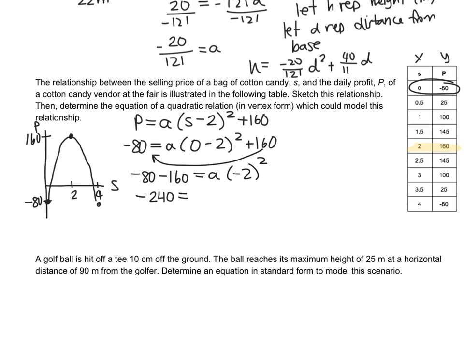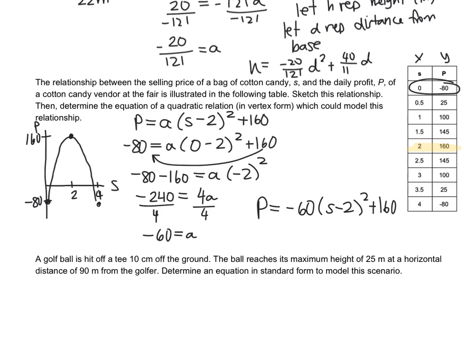And please remember, a negative number squared will always become positive. So negative 2 squared is 4A. And now we can divide both sides by 4, and that will give us negative 60 equals A. And now that we have everything we need, we can put it all together. So negative 60, S minus 2 squared plus 160.